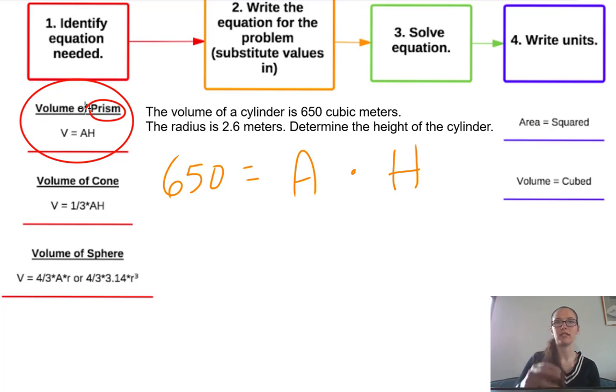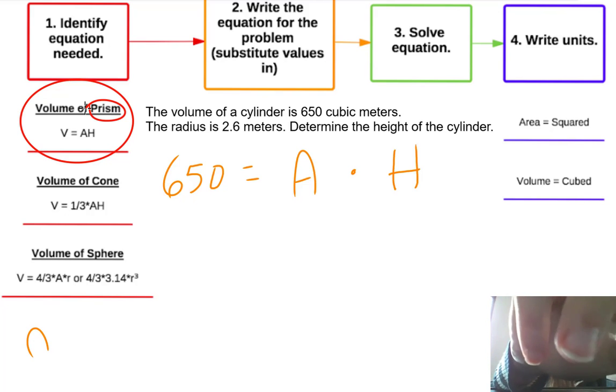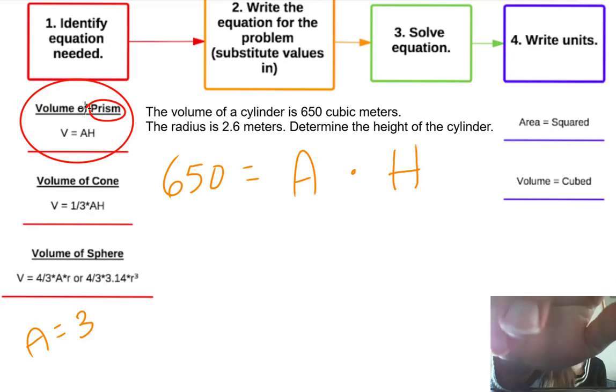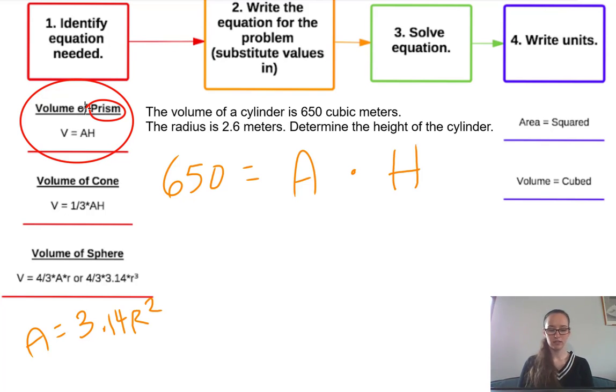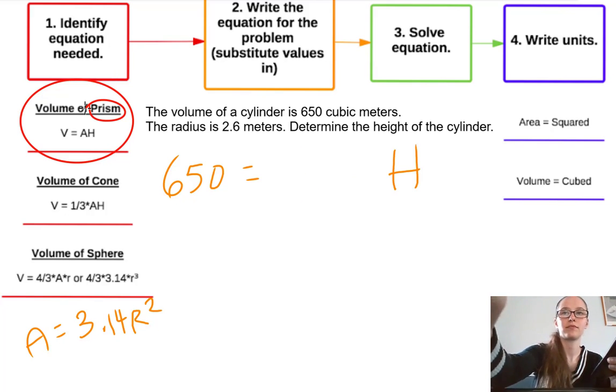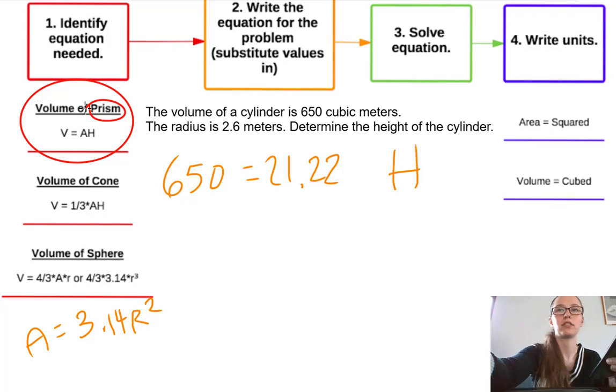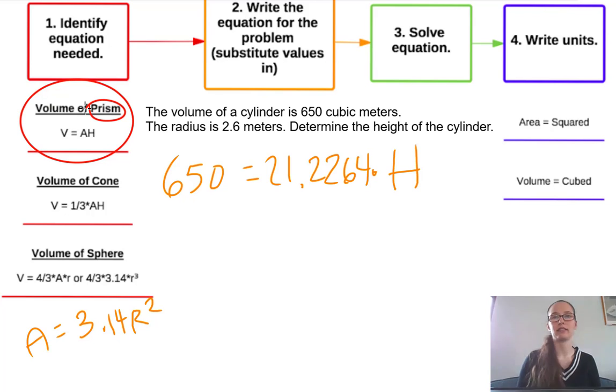So the area, if you did not write it down yesterday and you forgot it, is 3.14 radius squared. I'm going to do 3.14 times 2.6 times 2.6. And I get 21.2264 times the height. Then it says to calculate, or to solve the equation.